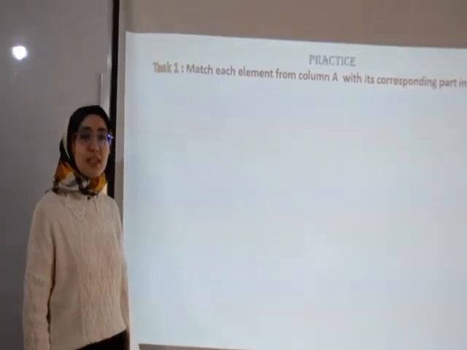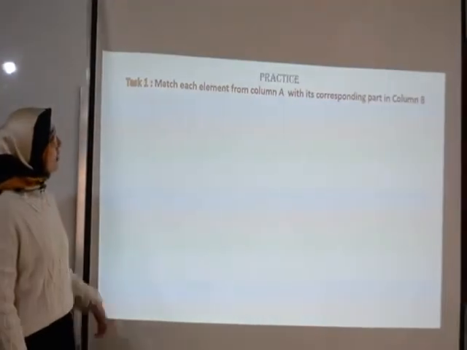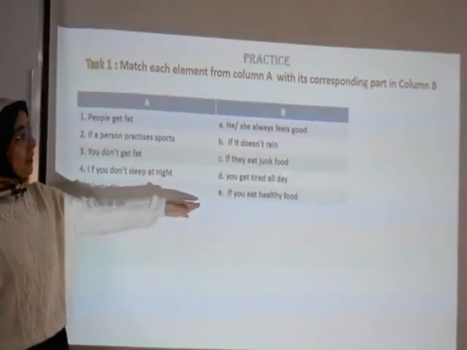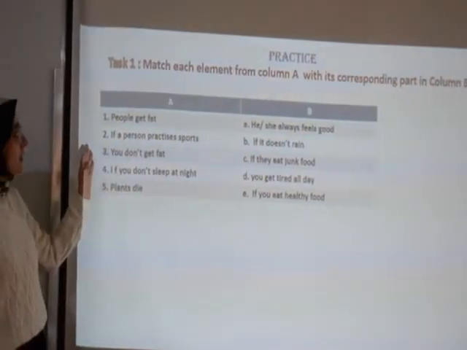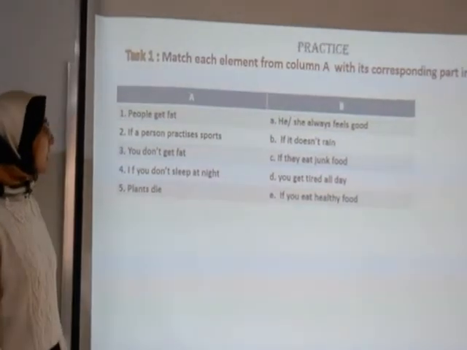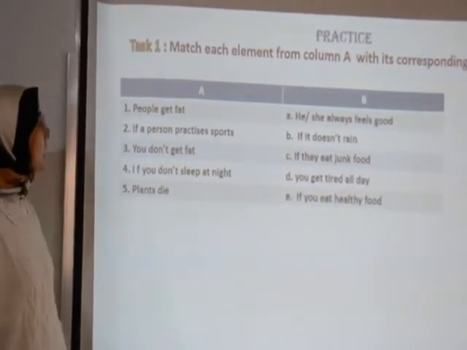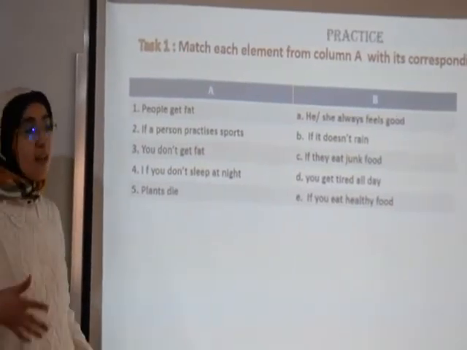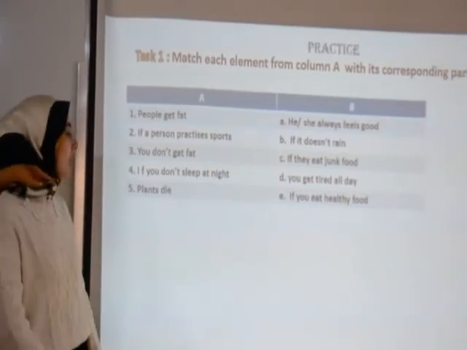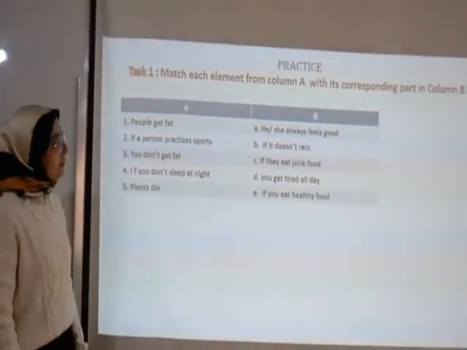Let's practice. It's your turn. Task 1, you have to match each element from column A with its corresponding part in column B. Let me read for you the first column. 1. People get fat or obese. 2. If a person practices some sports. 3. You don't get fat. 4. If you don't sleep at night. And 5. Plants die.